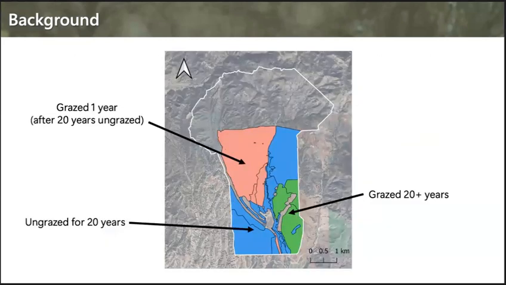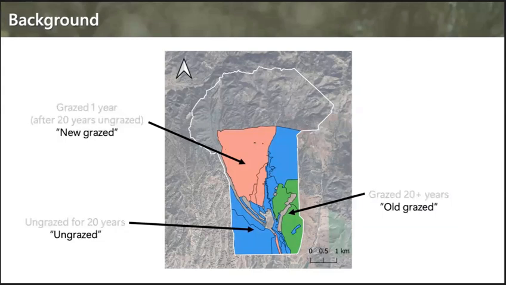So at Sedgwick in particular, I separated the landscape into 3 broad groups. We have up in the coral, the area that was ungrazed for about 20 years and then grazed for the year preceding SHIFT. And then in blue, an area that was ungrazed for about 20 years. And then in green, an area that was grazed for about 20 years, but probably much longer than that. And for simplicity, I call those the new graze, the ungrazed, and the old graze group. So again, remember, new graze just means it was grazed for a short period of time, and old means a long period of time.